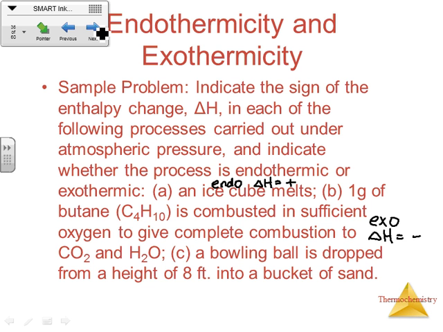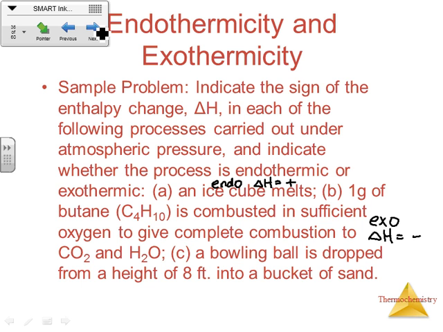It's not going to distort like the clay ball that we talked about the other day. But the bowling ball is going to do some work on that sand. Okay, so work is done there, but we're talking about delta H, the enthalpy change. Okay, and so we want to know what happens as far as heat is concerned. All right, so when that bowling ball hits the sand, there is some energy given off in the form of heat because there's some friction there and that sort of thing.